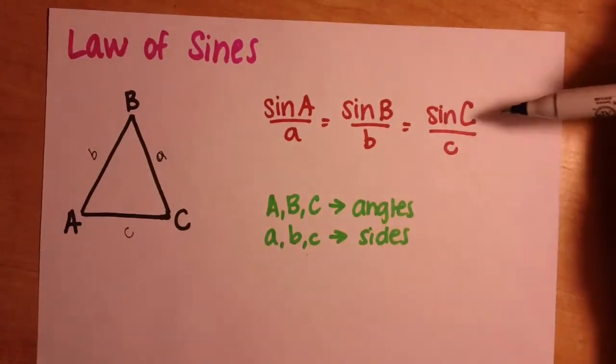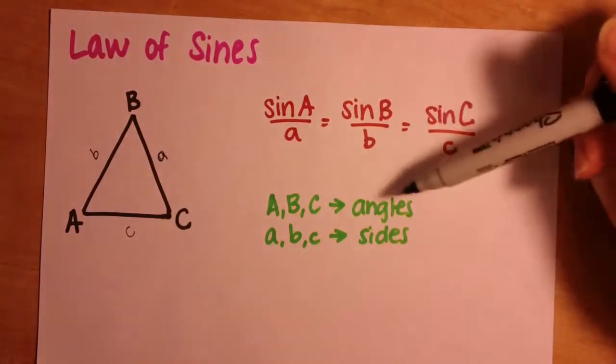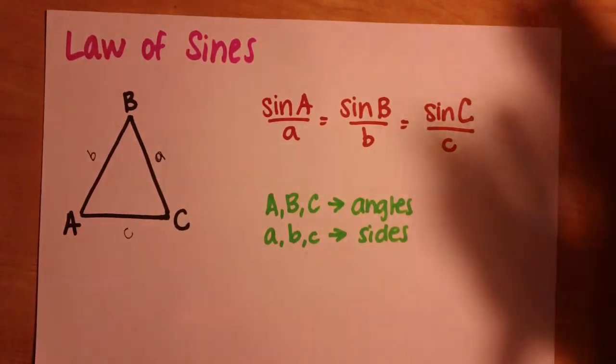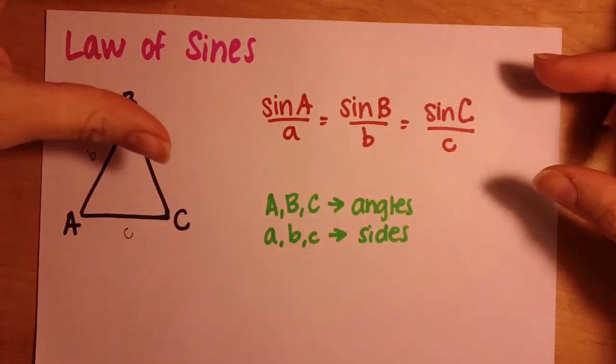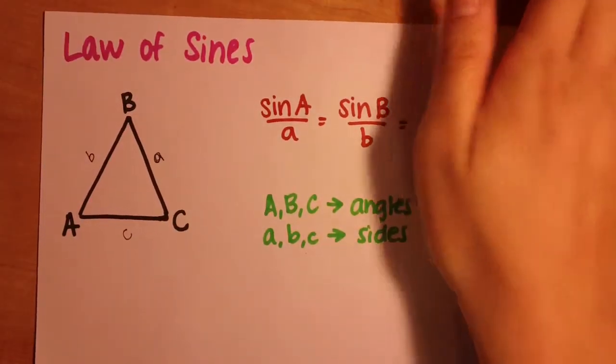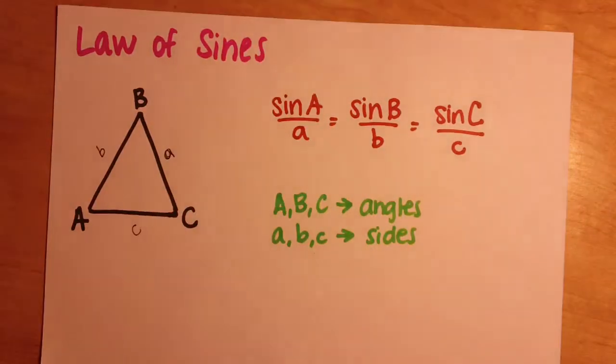So our sides are always opposite our angles. The capitals are angles and the lowercase are sides. This looks like a pretty big equation, but we can break it down. We can use either just these two parts, or just these two, or just these two. You can break it down and set any part equal to the other.